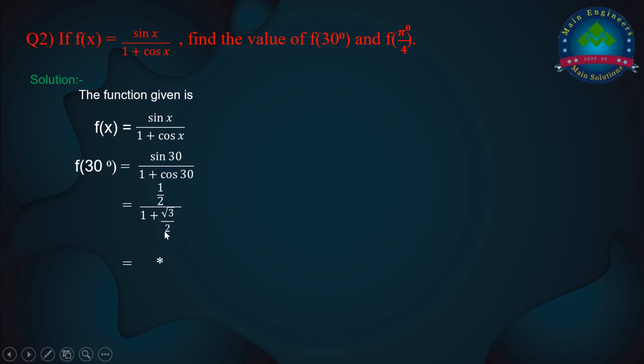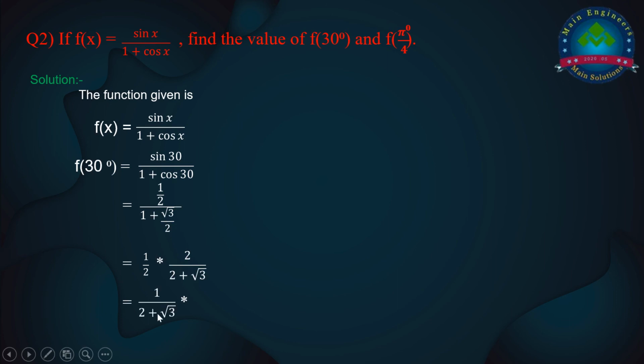The value of cos 30 degree is root 3 by 2. So 1 by 2 stays, and the denominator becomes 2 plus root 3 by 2. So 2 goes on the top and 2 plus root 3 comes down. That means 2 by 2 plus root 3, so the 2 and 2 cancel. The remaining is 1 by 2 plus root 3.